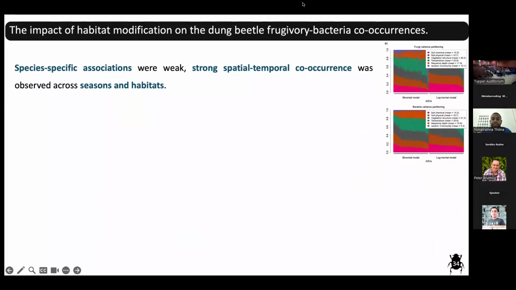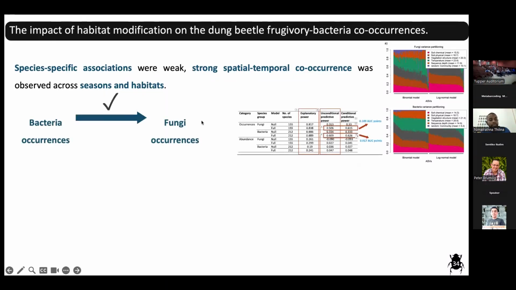So as I mentioned earlier, the species associations were really weak. So it's clearly showing this species association is mainly driven by the season and the habitat rather than species-to-species symbiosis. So we found the bacteria occurrence is mainly explaining the occurrence of the fungi rather than vice versa. It clearly gives an idea of how this mechanism of the bacteria and fungi changes happens.